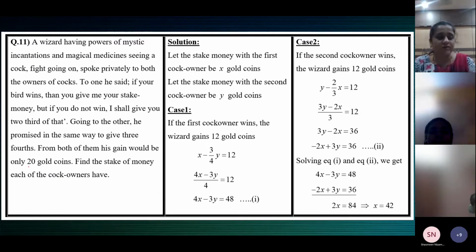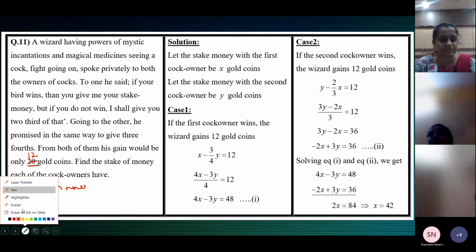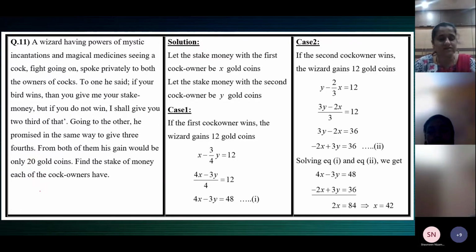Now, what we are given is the wizard gains 12 gold coins. In either case, the wizard gains 12 gold coins. The wizard will receive money from the winner and he'll pay something to the loser. He'll get some money from the winner and he has to pay the loser, right? So minus whatever he gives to the loser. Still his net gain is 12 gold coins. So this is how we construct the equation.